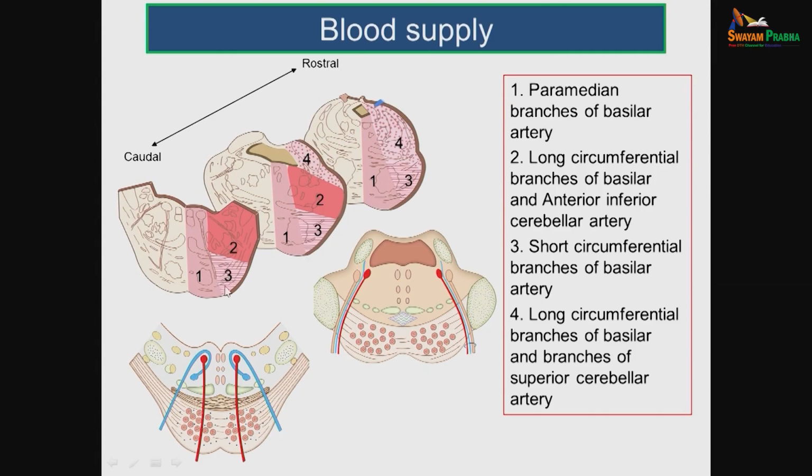And number 3 is the anterolateral area of the pons, which is supplied by the short circumferential branches of the basilar artery. And the area number 4, the most posterior part, is supplied by the long circumferential branches of the basilar as well as the superior cerebellar artery. Only this area receives from the superior cerebellar artery, especially where you have the superior cerebellar peduncle.